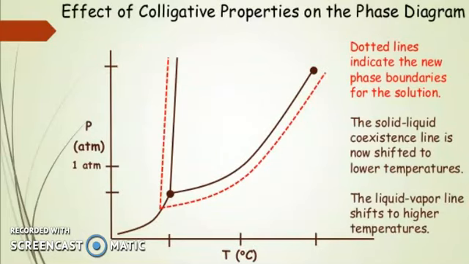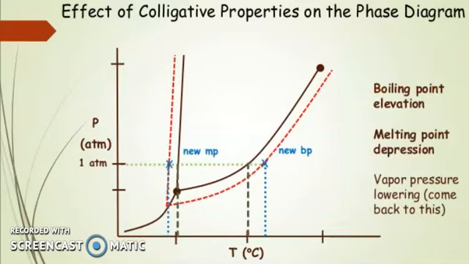Now, the effect of colligative properties on the phase diagram. What will happen here? The dotted lines indicate the new phase boundary for the solutions. The solid-liquid coexistence line is now shifted to lower temperature. Just keep in your mind, the solid-liquid coexistence line is now shifted to lower temperature. Now the liquid-vapor line shifts to higher temperature. So this is the change in the temperatures.